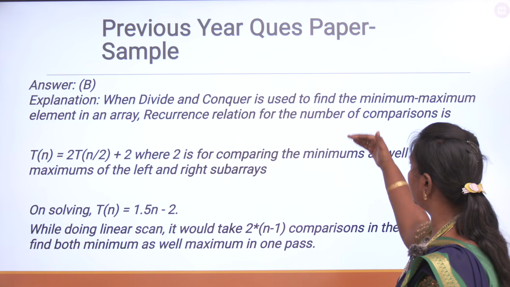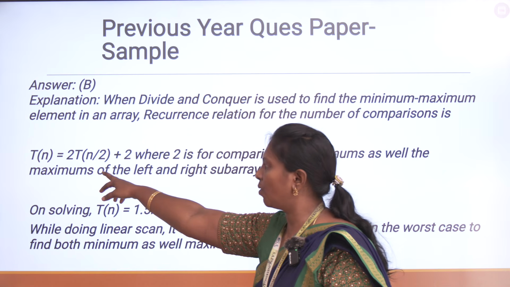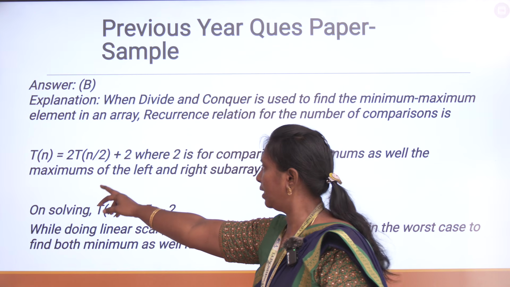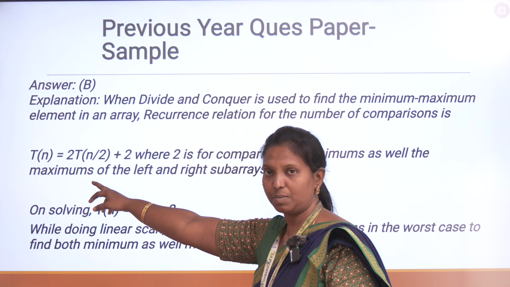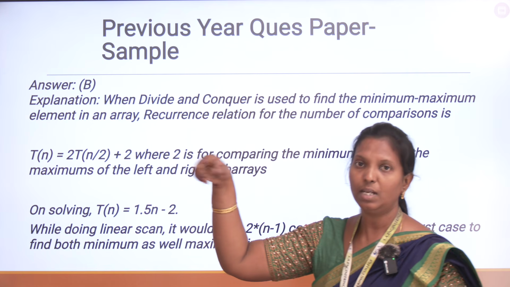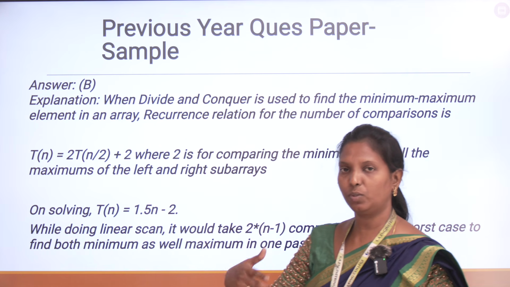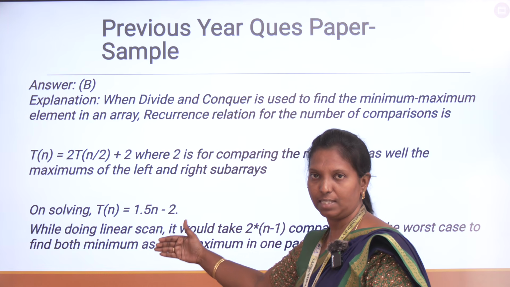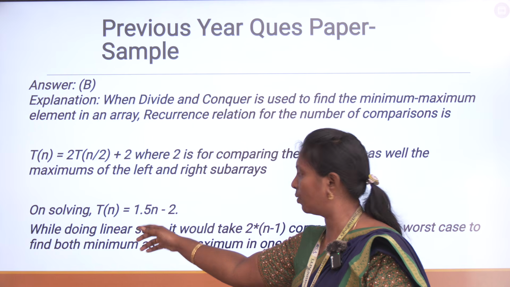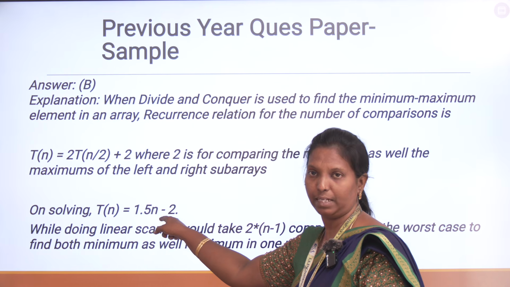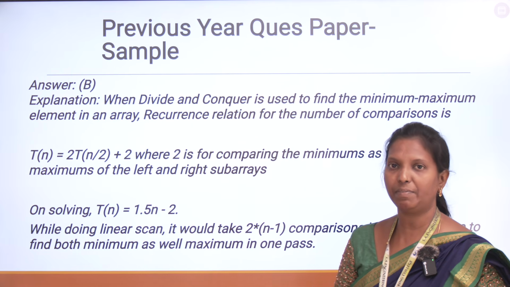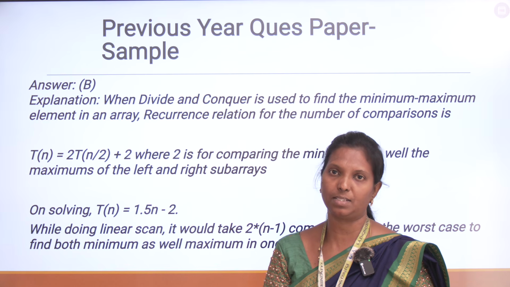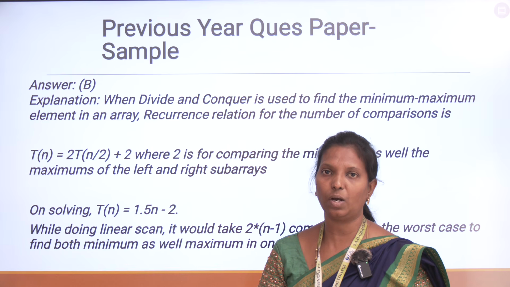When we compare the divide and conquer method, this is the first logic: A1 will invoke 2 times T of n by 2 plus 2. This is the minimum level that occurs for the given array, and with the linear search with divide and conquer, we get T of n equal to 1.5n minus 2, which is a very simple way and takes very little time complexity. So this is the solution you have to find out.